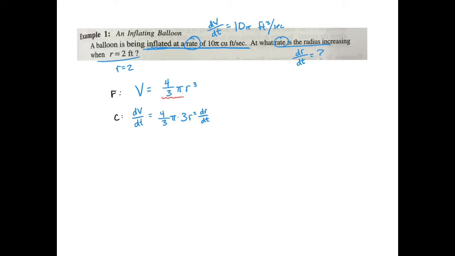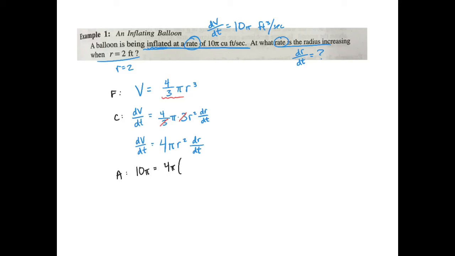Cool, so I have my derivative. I'm just going to clean it up a little bit. And we'll say that dV/dt is equal to 4 pi r squared dr/dt. Cool. So now I can go to the algebra part and I can substitute. dV/dt was given to us. We know that that's 10 pi.